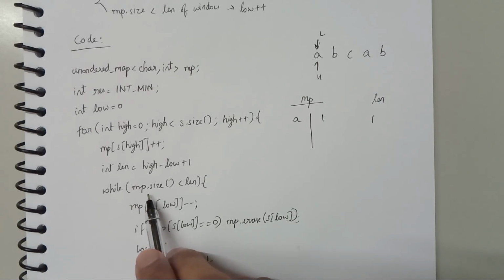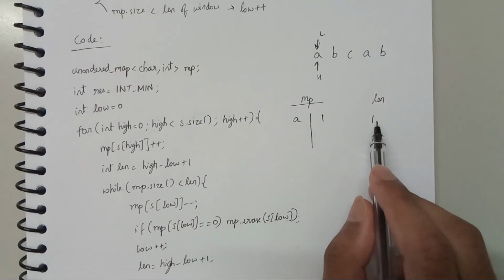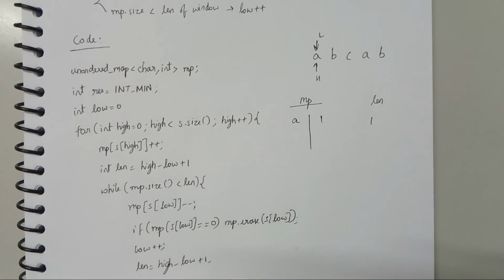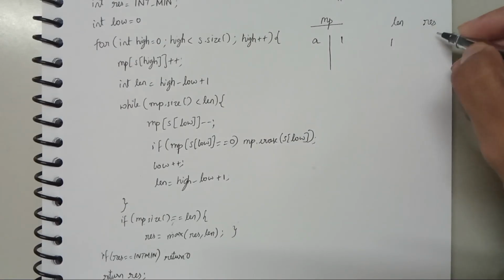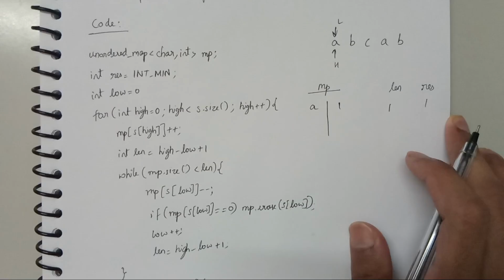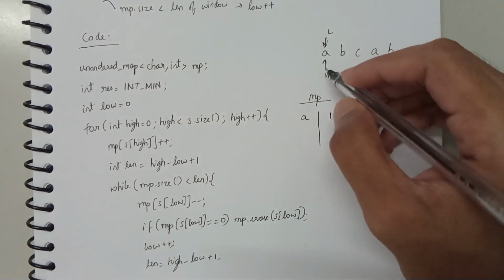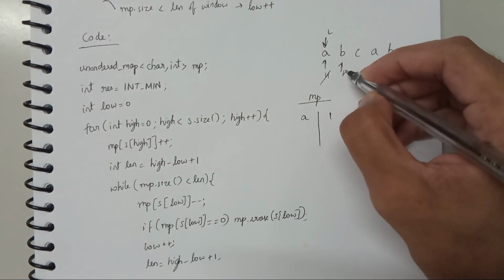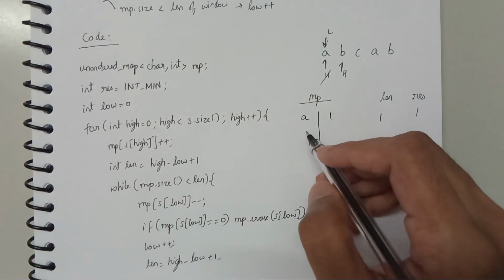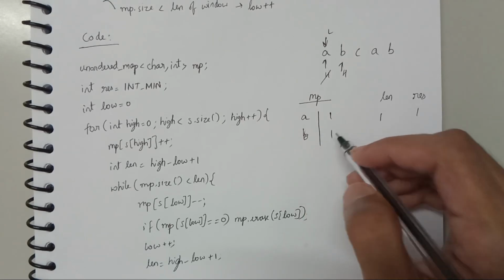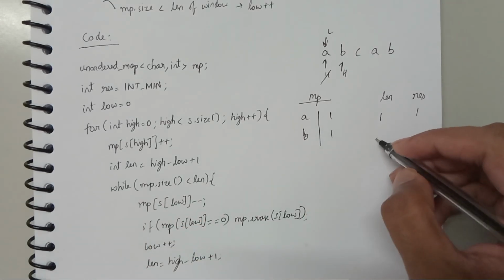Then we check the condition, is there any duplicates, that is if mp dot size is less than length? No, so we just go to this condition, that is if mp dot size equal to length, then we store it in the result. So here result will be just 1. Now in the second iteration high will be moved here, so high will be on b, and we update the hash map, so b will be 1, and again length will be 2.